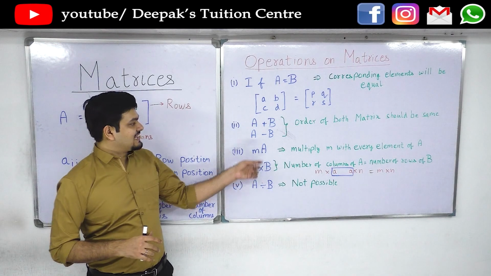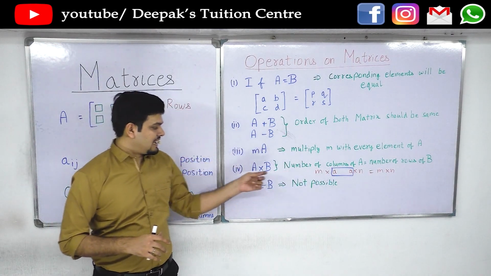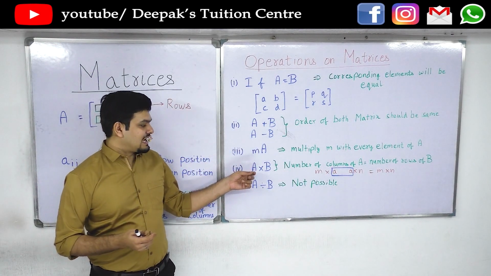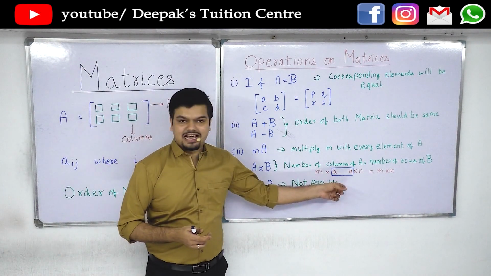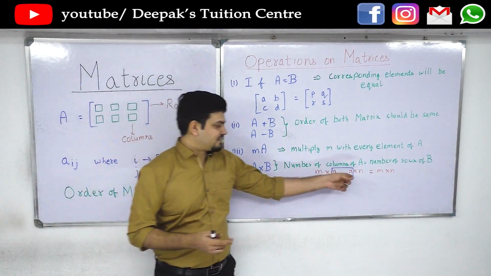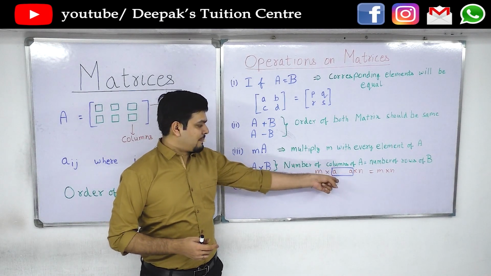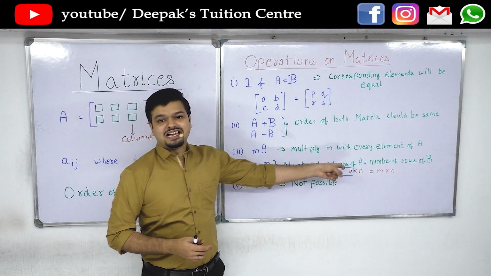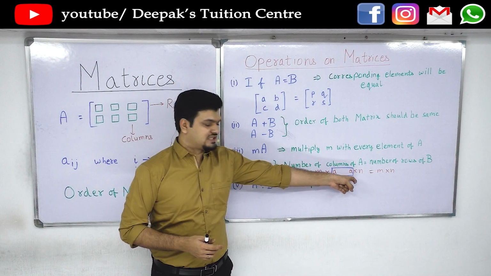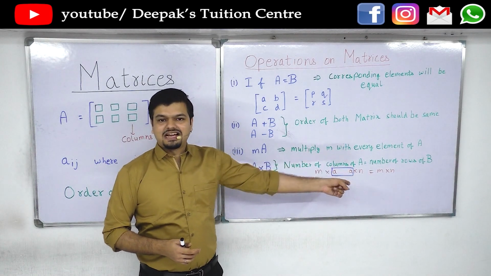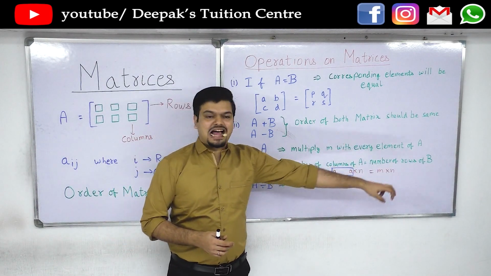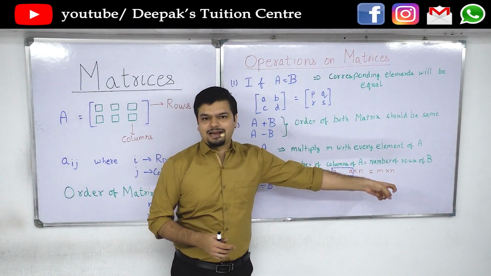So if I assume that the first matrix is of the order M cross A and the second matrix is of the order A cross N, then they can be multiplied because the number of columns of the first matrix is equal to the number of rows in the second matrix, both are A. Then the resultant matrix will have an order of M cross N.